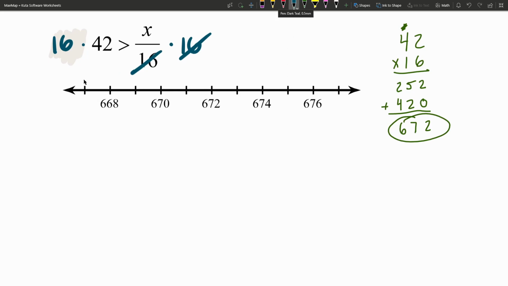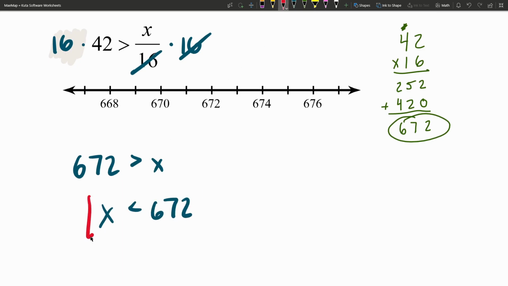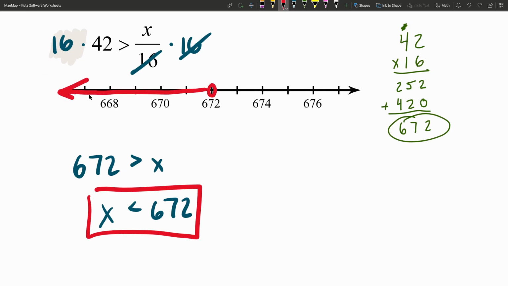Now back to our inequality, 16 times 42 we got was 672, and that's greater than x. We could also write this as x is less than 672. So now we're going to just simply graph it. Locate 672, circle it, and shade everything to the left.